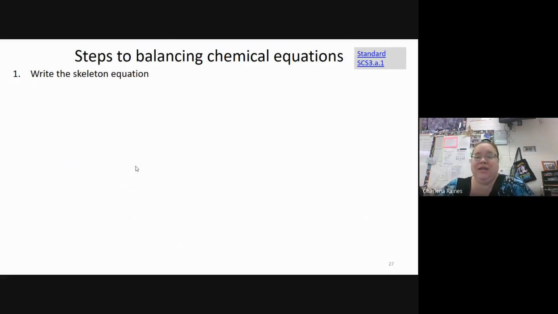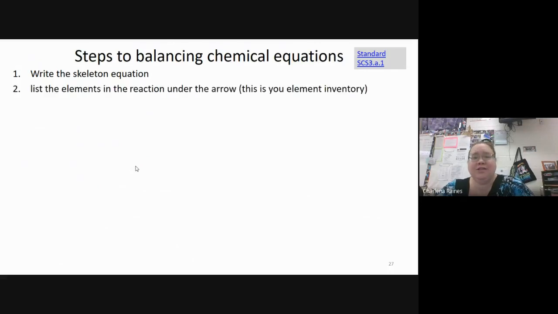So you start by getting your skeleton equation. Right now, I'm going to be giving you this. Next, you list all of your elements. I always list them under the arrow so that I only have to write them one time. This is what I call your element inventory.